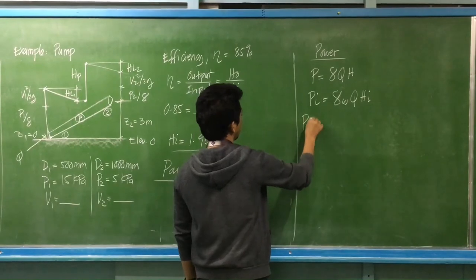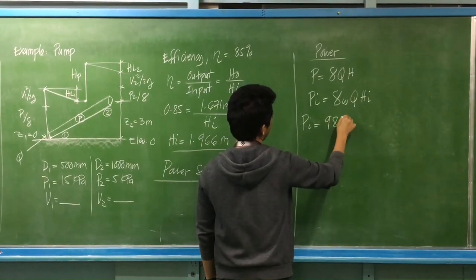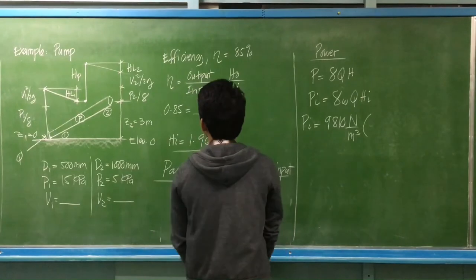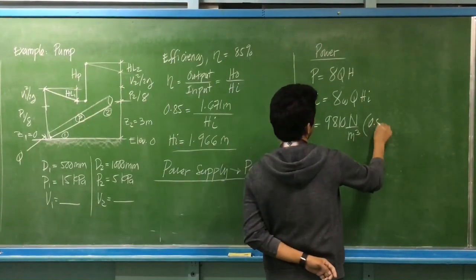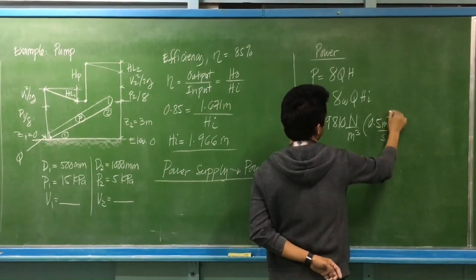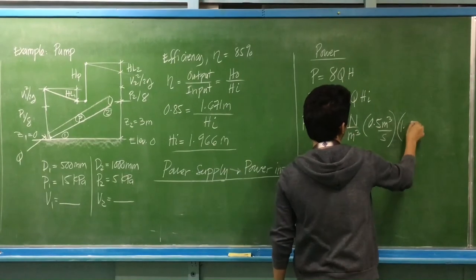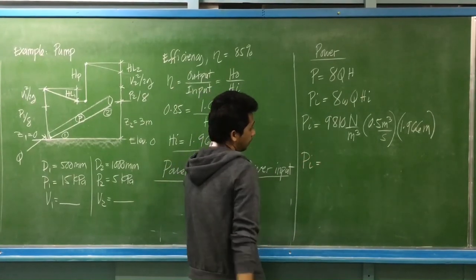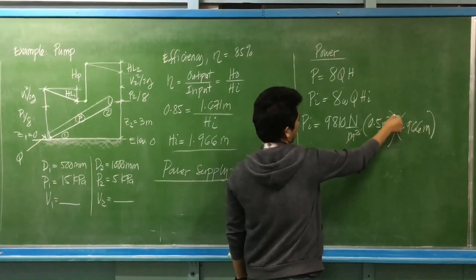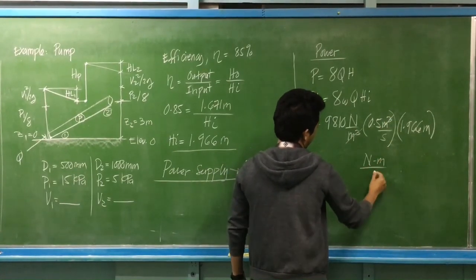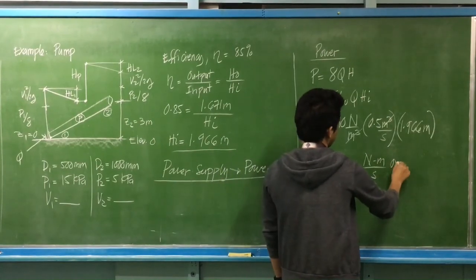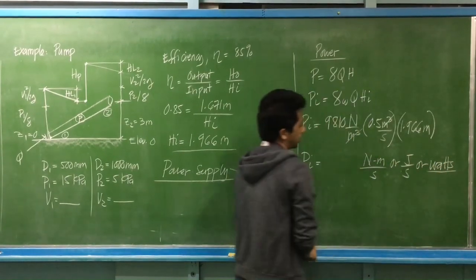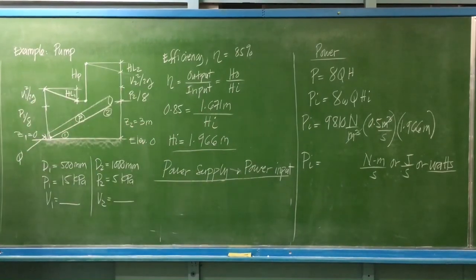So, we have the power input is now equal to gamma water, 9,810 newtons per cubic meter, times the discharge, given yung discharge kanina na 500 liters per second or 0.5 cubic meters per second, times the head input computed, 1.966 meters. If you do unit analysis, cancel yung ating cubic meter. The remaining unit will be newton meter per second, or that is the same as joules per second, or the same as watts. So since yun naman yung units na required, computing for the power input.